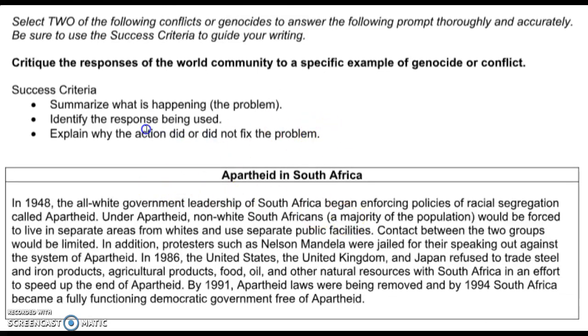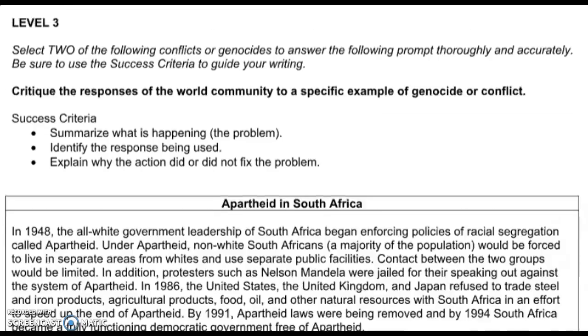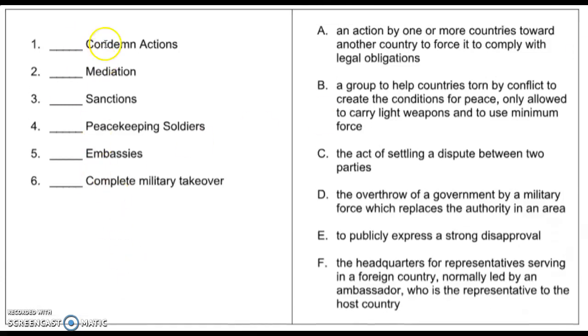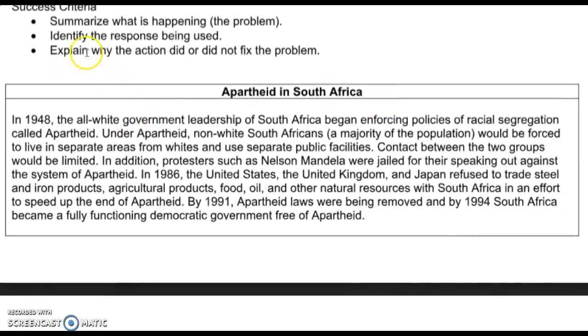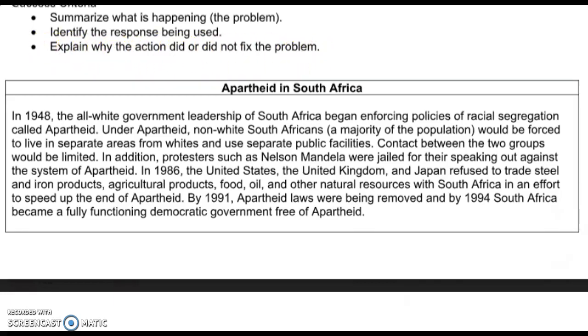I believe on the board there's even some sentence starters to help you out with these. But here's what you need to do first. Decide what the problem is. Explain the problem. Identify the response being used, and definitely use these vocab words up here to describe those. Identify what it is. If it's peacekeeping, tell how it's peacekeeping, and actually use the word peacekeeping. And then explain why the actions did or did not fix the problem. Use your reasoning there. Does it fix the problem?